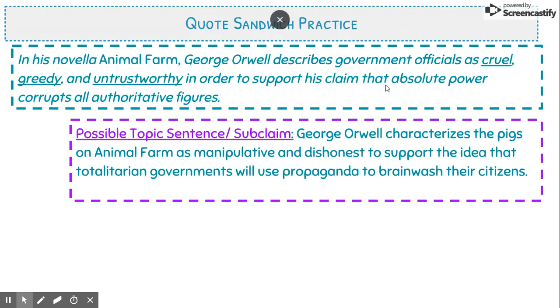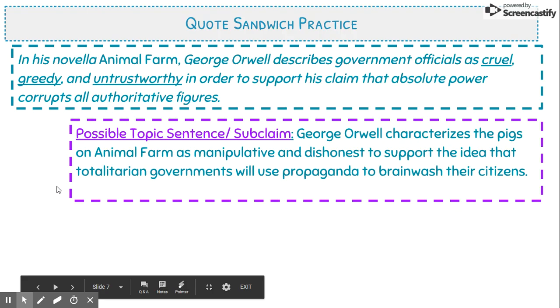Now, words like manipulative and dishonest relate back to this claim that they are described as untrustworthy. But I don't necessarily have to use the exact same words in order to make my point. Untrustworthy, manipulative, and dishonest are all synonyms. It gives me a wider variety of vocabulary words to use. So if this is the first sentence in my body paragraph, it's my topic sentence or subclaim.